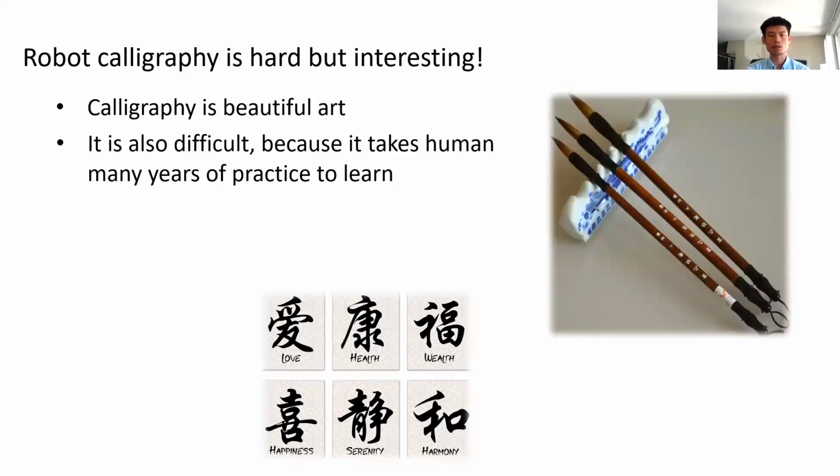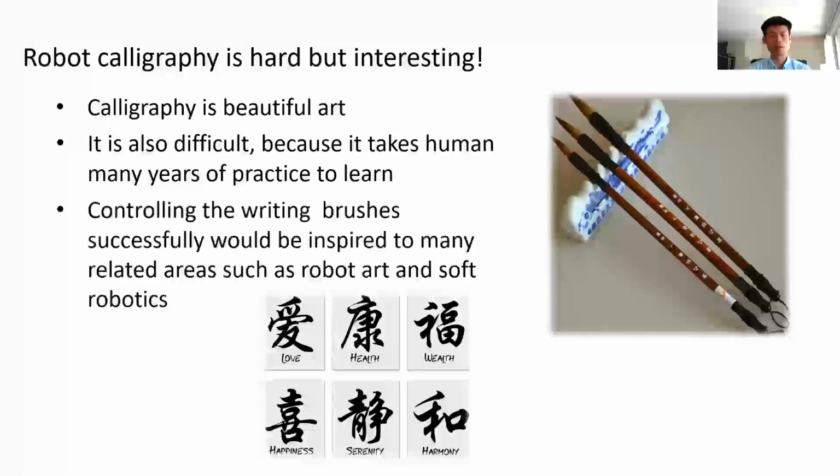However, it is also very difficult to learn, because generally it takes humans many years of practice to really master this kind of art form. The main difficulty lies in the writing brushes. It has a soft tip with some highly nonlinear properties. So making a robot able to write calligraphy would be a great contribution to human daily life. It would also be great for the big area of robot art and also the soft robotics area.